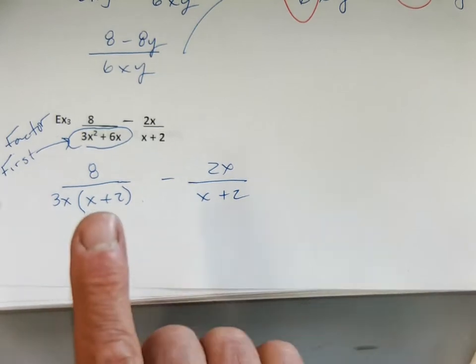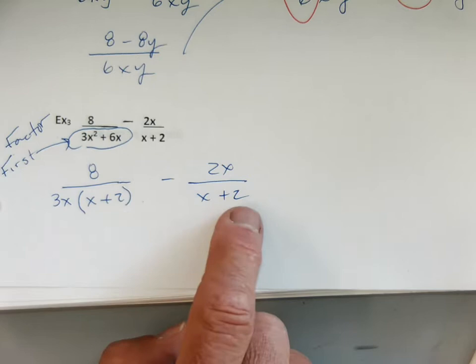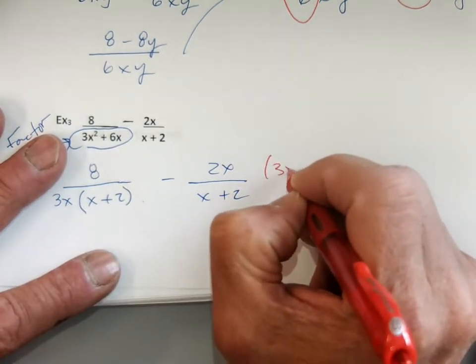Again, I need them to be the same. They both have an x plus 2. Multiply by 3x. Yes, see, this is not so bad. 3x.